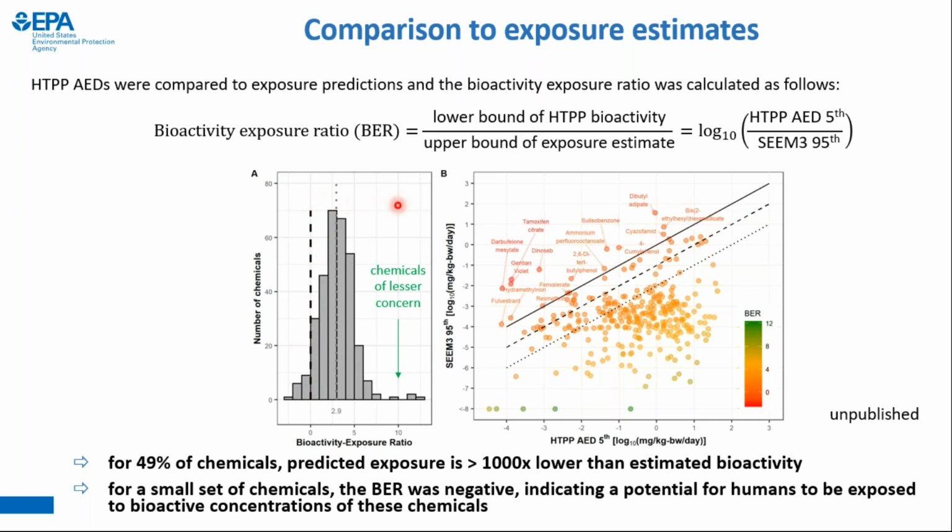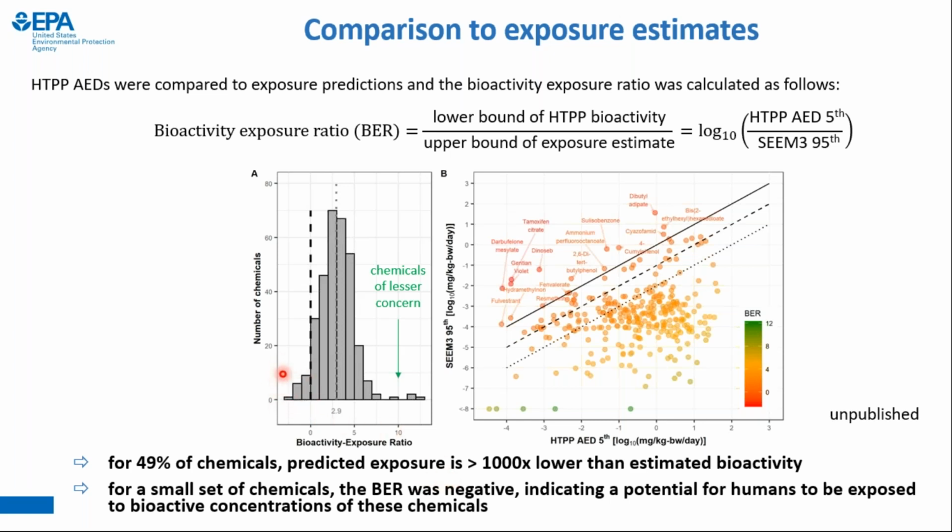So chemicals to the left are chemicals for which we see bioactivity only at concentrations that are higher than estimated exposure. And you can see that for most of the chemicals, they are shifted to the right, and on average, they are 3 orders of magnitude above the exposure estimate. So we usually only see bioactivity at concentrations that are 1,000 times higher than what humans are exposed to.